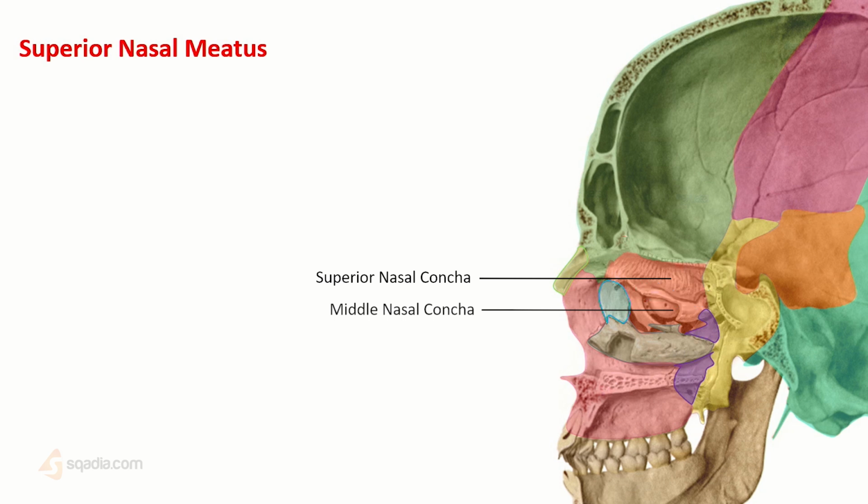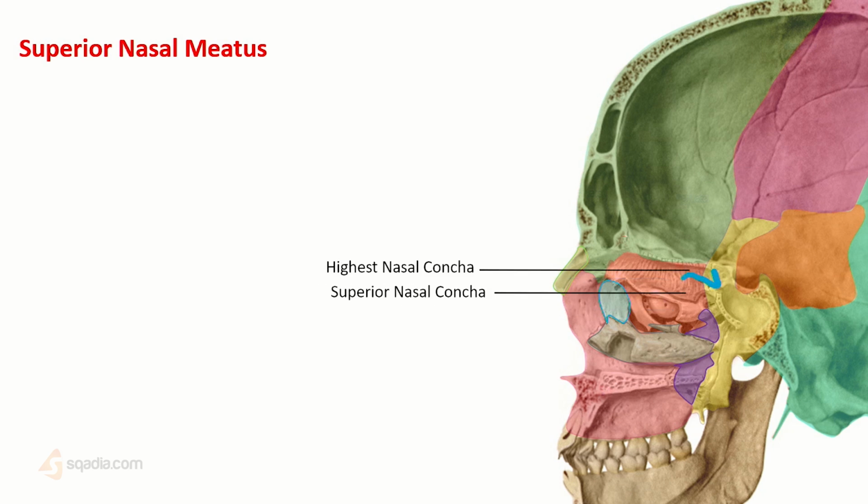The posterior ethmoidal sinus opens into it by one or more orifices. So here's one orifice. Here's another one. As I explained earlier, sometimes we may have another structure called the highest nasal concha, attached right above the superior nasal concha, just before the sphenoethmoidal recess. We'll talk about the sphenoethmoidal recess as well. This also may cover an opening to the posterior ethmoidal air cells.